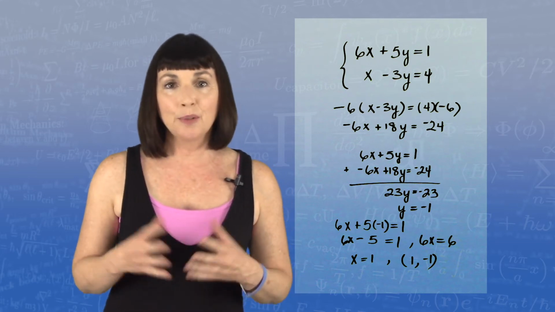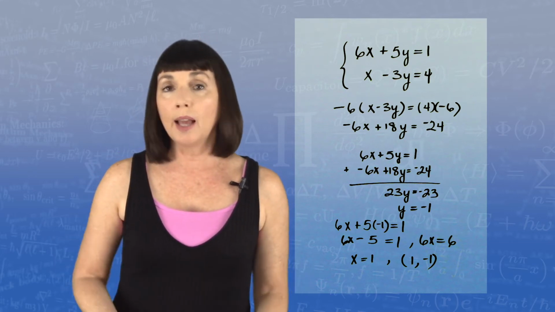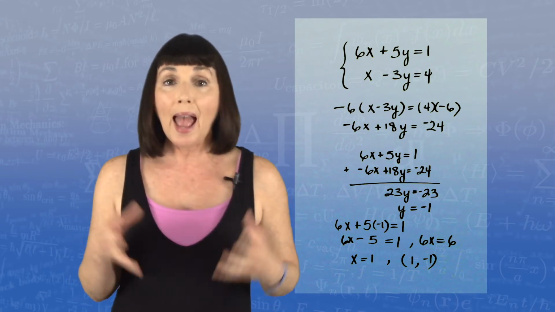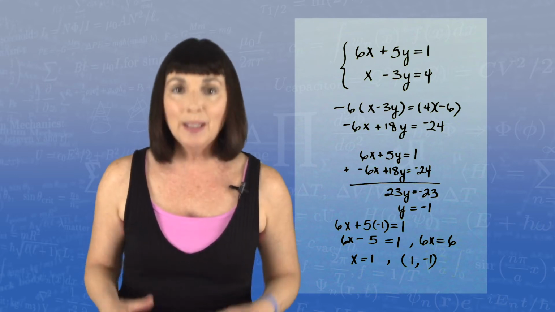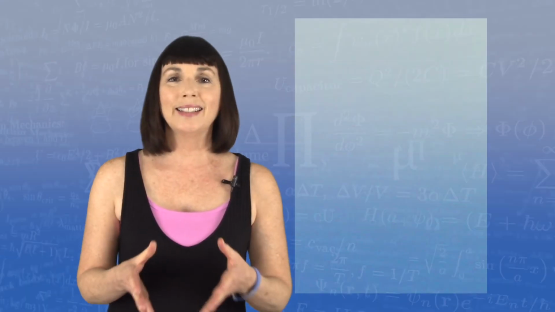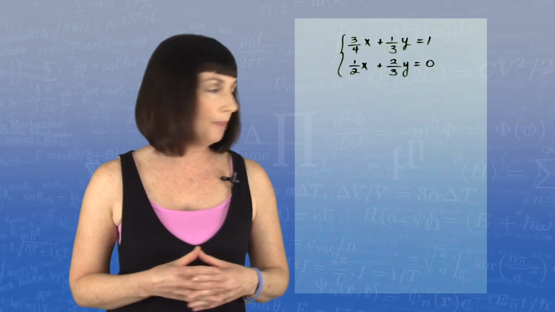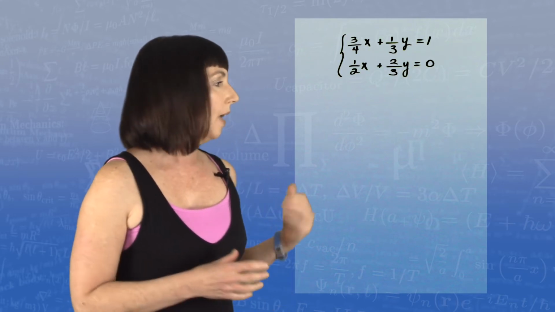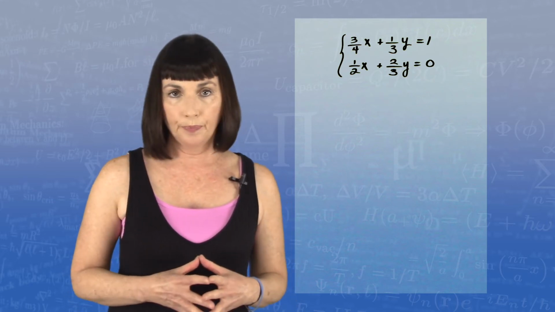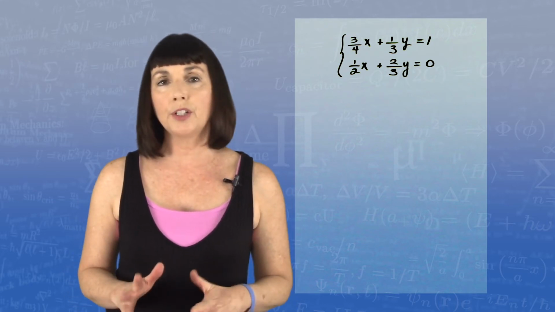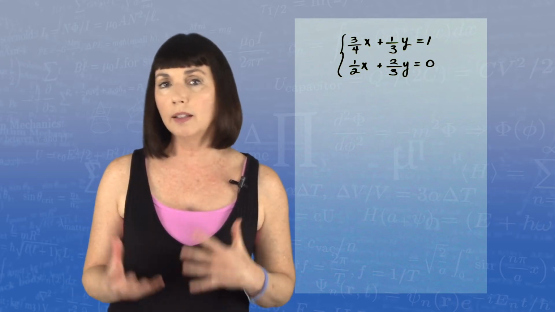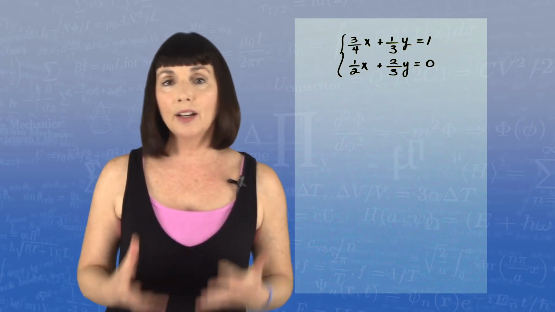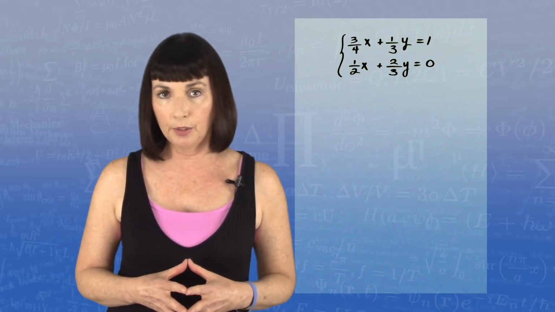That's how the elimination method works. You multiply one of your equations by a non-zero number, such that when you add your equations together, you eliminate one of the variables. Okay, let's do one more example. I have the system 3/4 x plus 1/3 y equals 1 and 1/2 x plus 2/3 y equals 0. Now, I know this looks a little bit icky with the fractions, but again, I'm just looking for a non-zero number to multiply one of my equations by, such that when I add it to the other equation, I get rid of one of my variable terms.